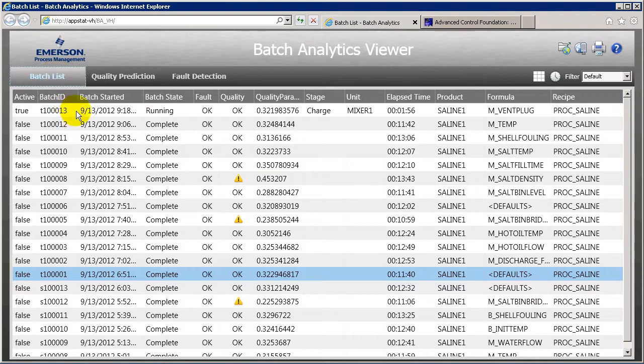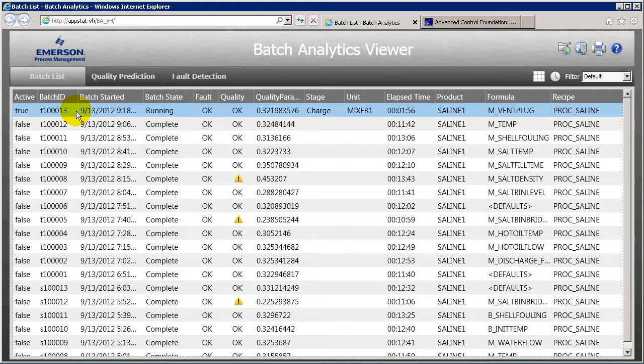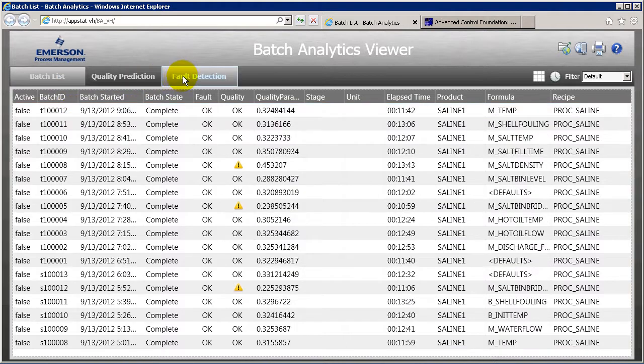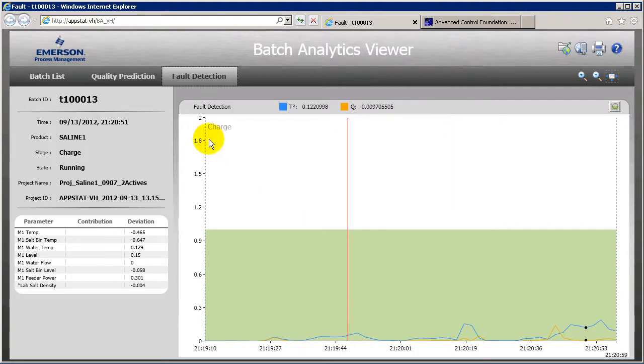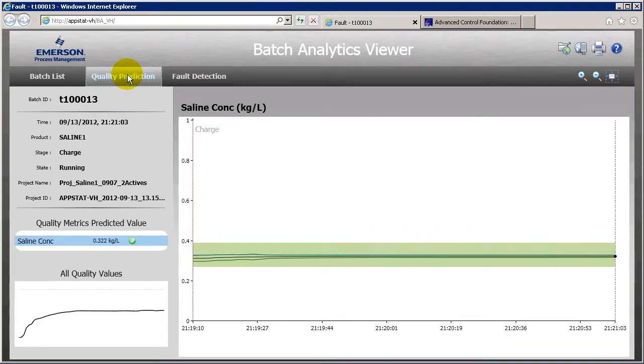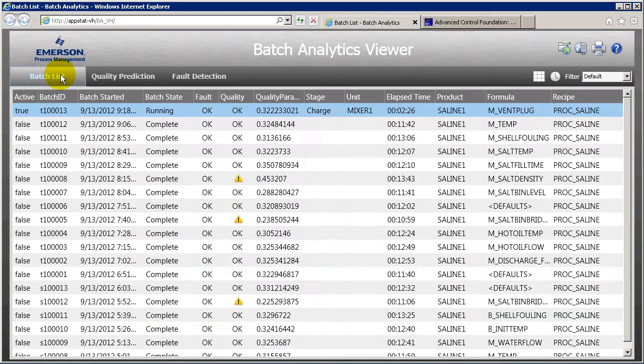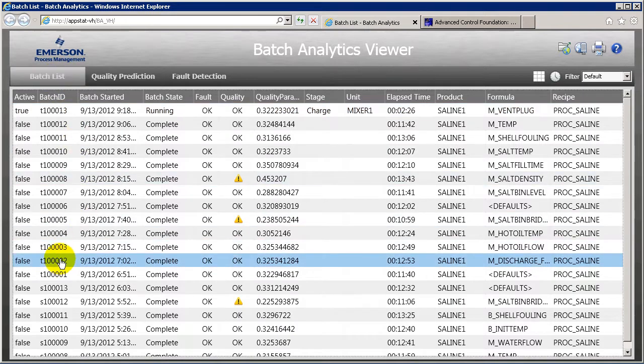When we have a batch that is in process, that is running as is shown here, then we can look as the process is progressing where there's a fault indicated. T-squared and Q are calculated from the very beginning of the batch, and at any point in the batch where there's a fault, an operator becomes aware of that. Also, the quality parameter prediction starts at the beginning of the batch, and if the predicted value varies from the standard, then the operator would be notified of that.